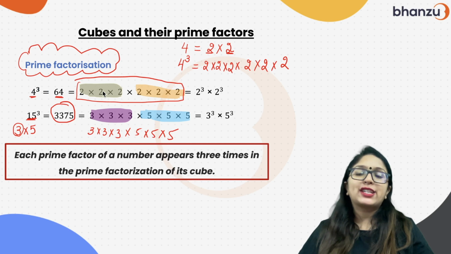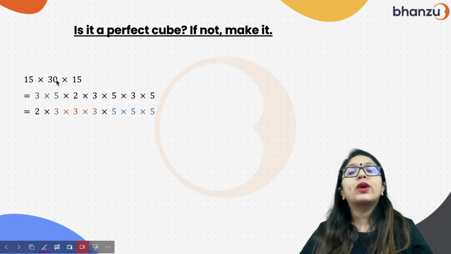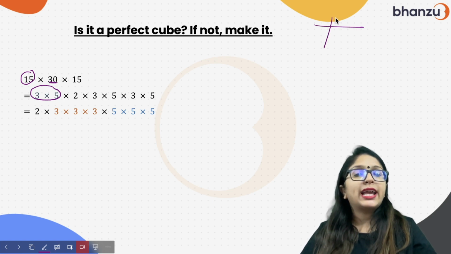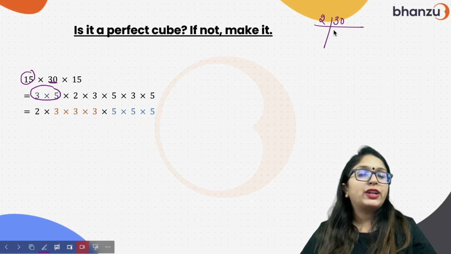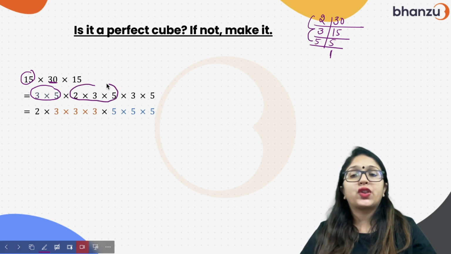So let's go to the next question. It says, is it a perfect cube? If not, make it. Now let's quickly check out the prime factorization of the number 15, which is 3 multiplied by 5. Then the prime factorization of the number 30. I hope you remember how to find the prime factorization. Like this, 30, we can divide it by 2 and then it's going to be 15. Then we can divide it by 3, it's going to be 5. And then we can divide it by 5, it's going to be 1. So here we have gotten 2, 3 and 5, right? So this is going to be the prime factorization of 30.